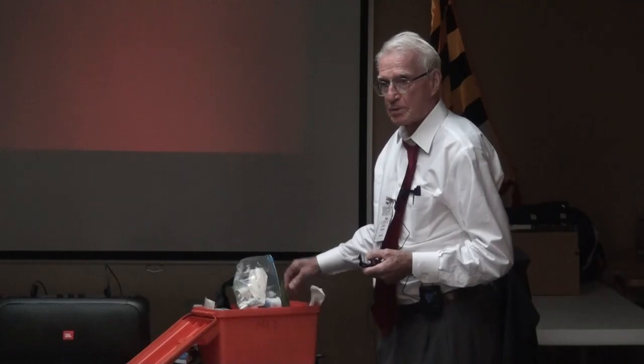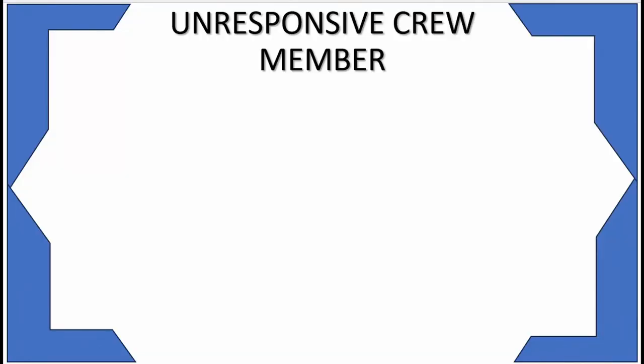Now, how about the unresponsive crew member? A crew member is supposed to come on watch at midnight or 3 a.m. and he doesn't appear. You go down below and you find him unresponsive. What do you do? These are the possible causes of somebody who you find unresponsive, and you call his name, he doesn't wake up, but he looks like he's breathing, has a pulse. He could have had a stroke.